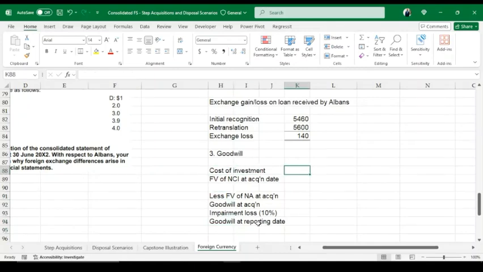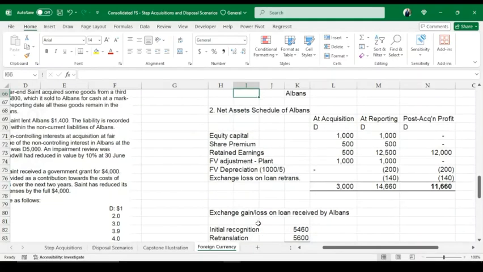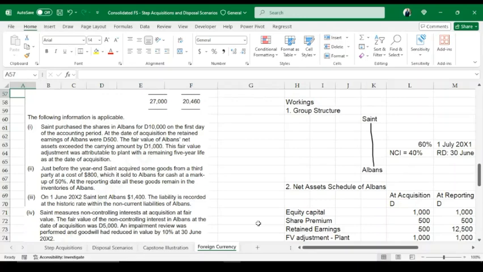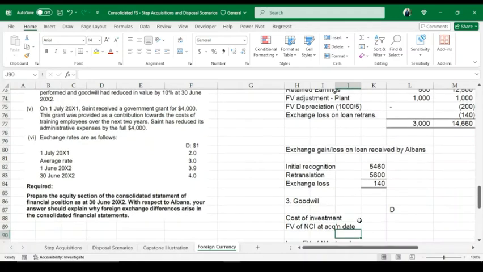All right, so let's come here. As I said, the goodwill will be calculated in the functional currency of the subsidiary. So I have my D here. What is the cost of investment? From the question, we've been told that in note number 1, we purchased the shares in Albans for $10,000. So we have $10,000.